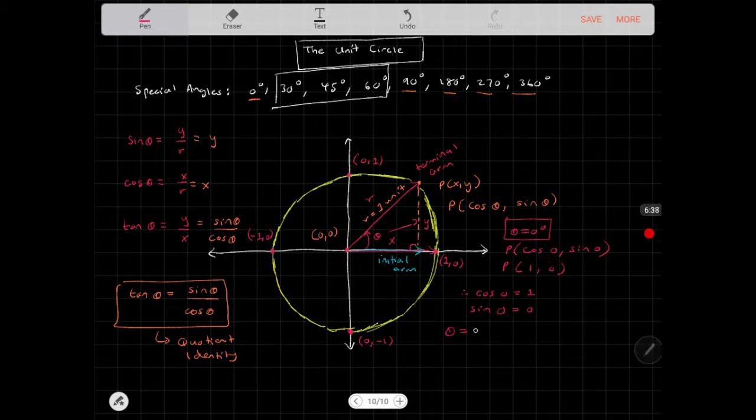Let's see what happens when theta is equal to 90 degrees. If theta was equal to 90 degrees, now the terminal arm would be located here. Remember that rotations are relative to the initial arm. If theta is positive 90 degrees, this is a counterclockwise rotation of 90 degrees, right? So we'd expect the terminal arm to be positioned there.